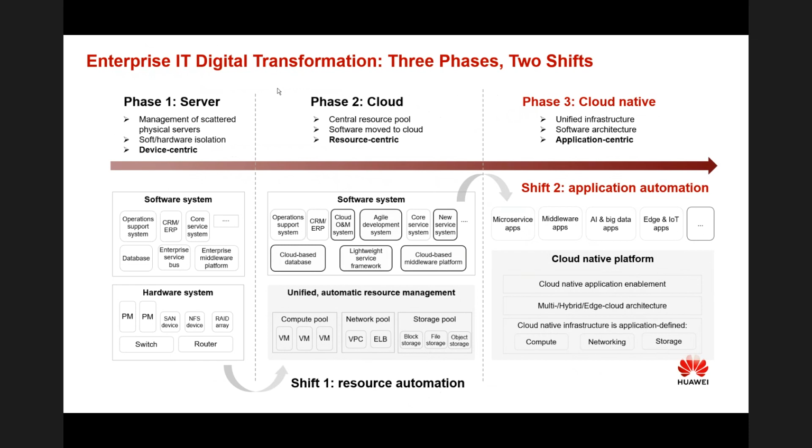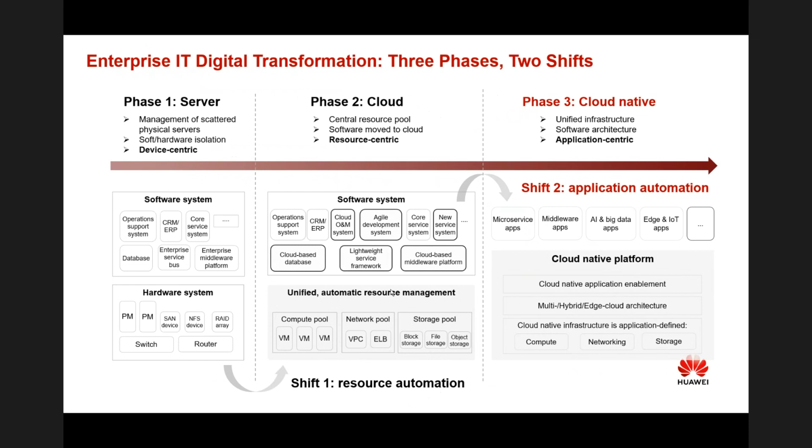At phase 2, going to cloud, we focus on being resource centric, where maybe all, some, or a hybrid of resources go to the cloud. Here we have a compute pool, and within the compute pool we have several virtual machines. These are the architecture of a few years back.